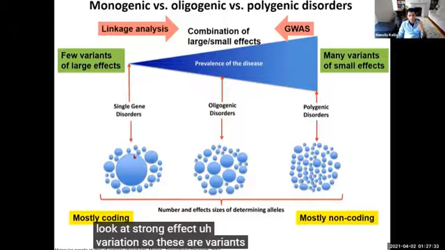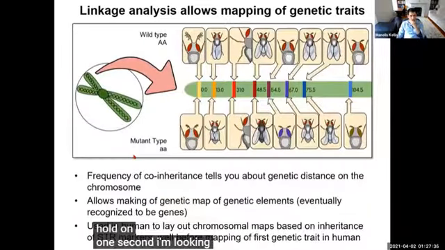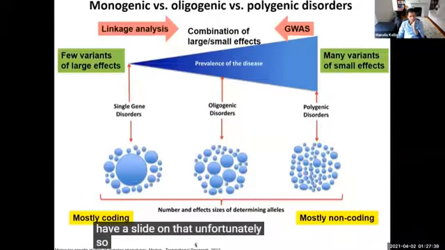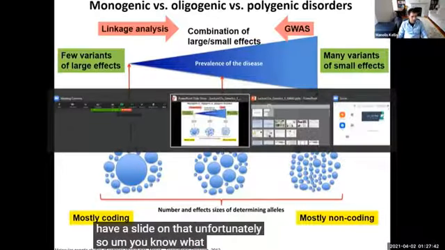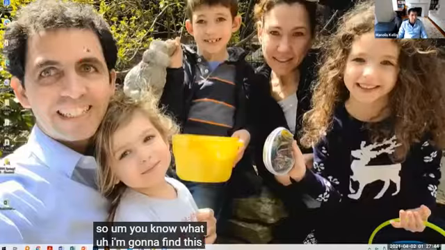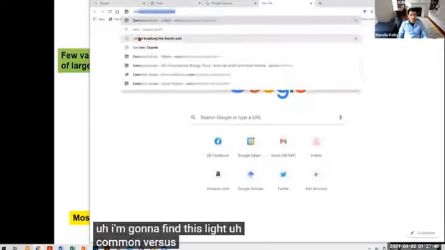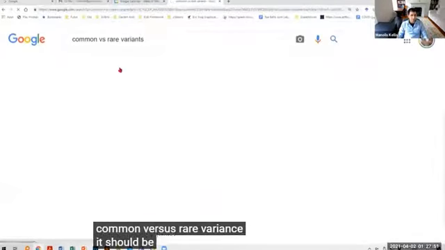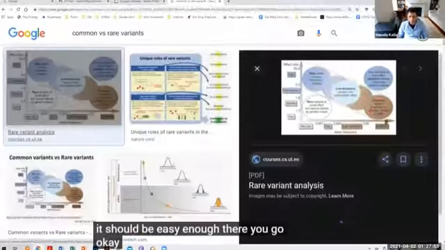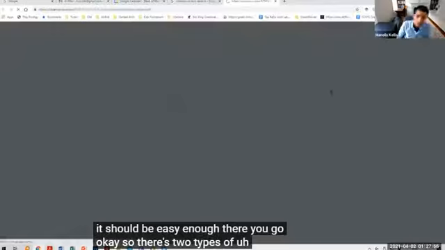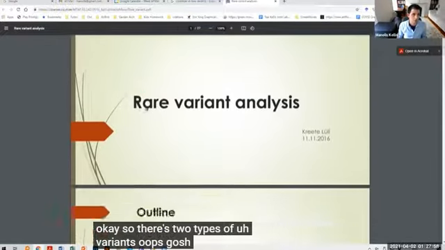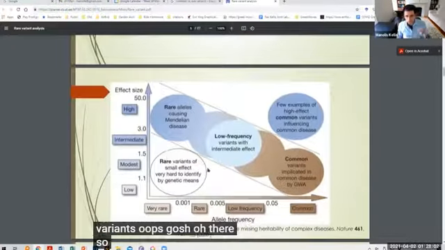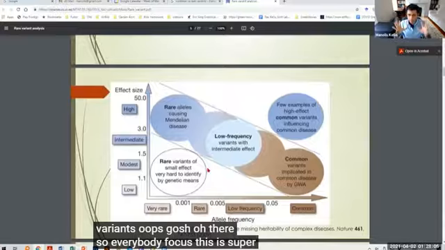So these are variants that, hold on 1 second, I'm looking for, I don't have a slide on that, unfortunately. So, you know what? I'm going to find a slide. Common versus rare variants. It should be easy enough. There you go. Oops, gosh. Oh, there you go. So everybody focus, this is super important.